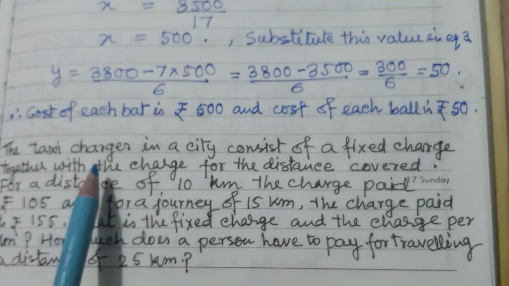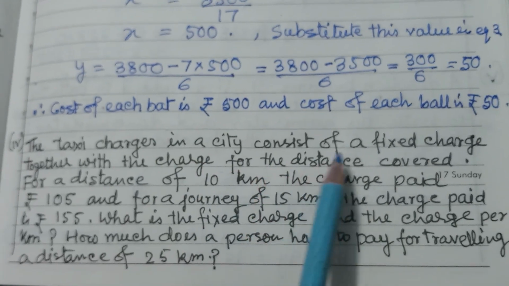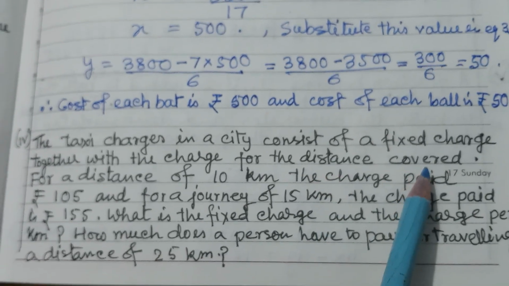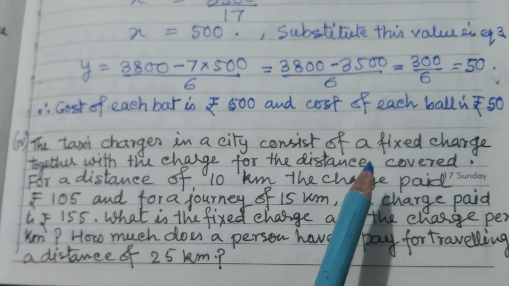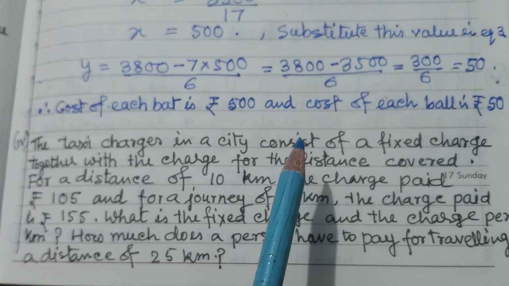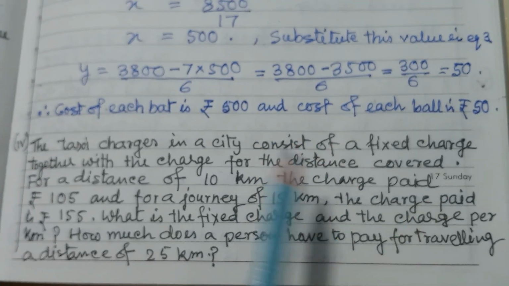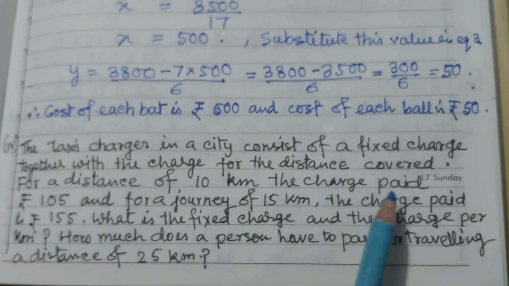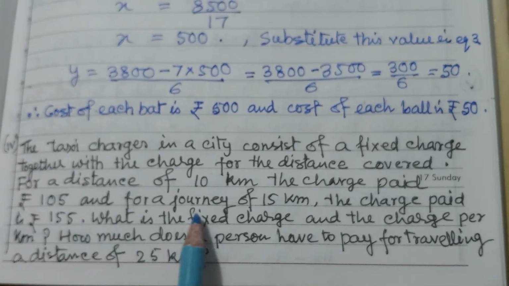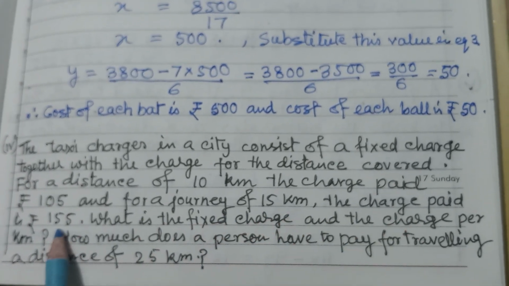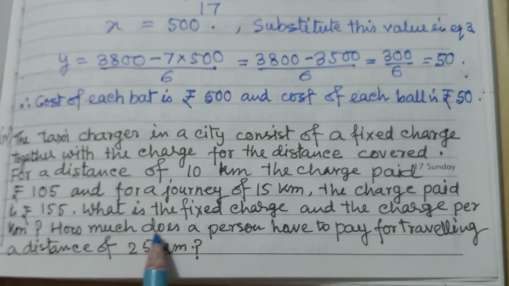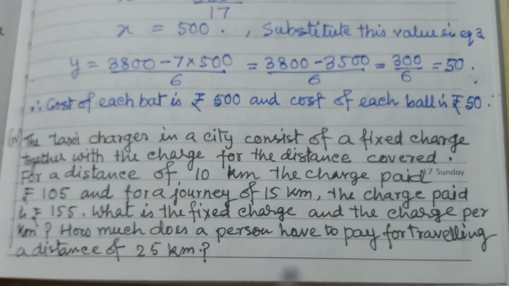Next question. The taxi charges in our city consist of a fixed charge together with the charge for the distance covered. As we hire a taxi, you know that there is a fixed charge in a meter, and per kilometer the charge increases. So for a distance of 10 km, the charge paid is rupees 105, and for the journey of 15 km, the charge paid is 155. What is the fixed charge and the charge per kilometer? And how much does a person have to pay for traveling a distance of 25 km?